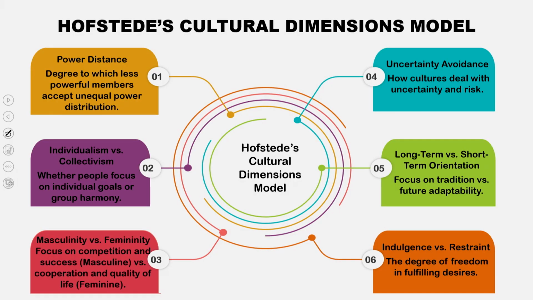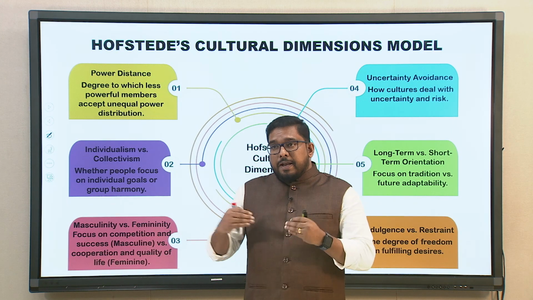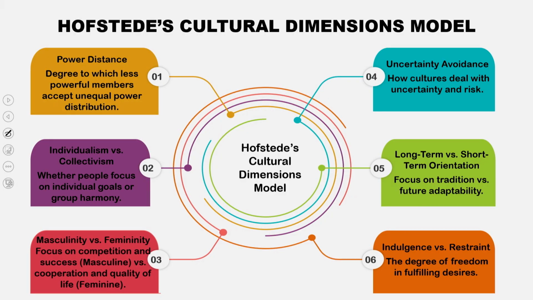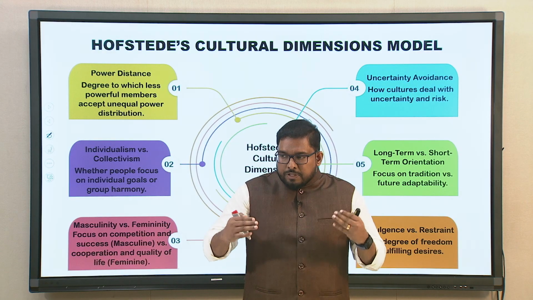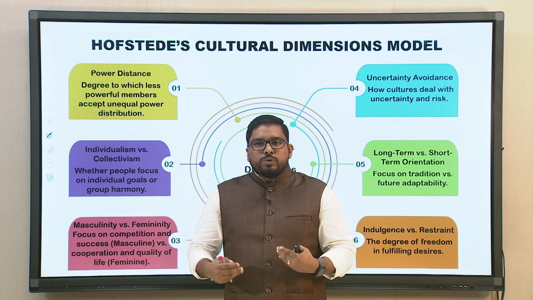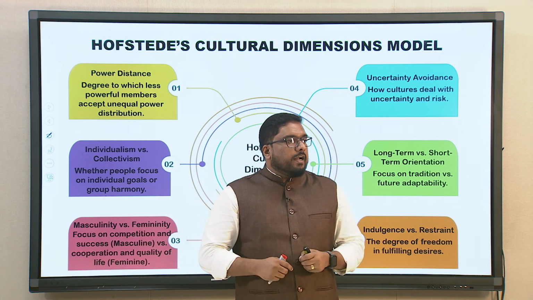One is power distance, the degree to which less powerful members accept unequal power distribution, and this is with respect to different cultural contexts. National culture, it is different. Similarly, you have individualism versus collectivism. Sometimes you stay in an individualistic culture, and the way you behave is different from people who stay in a collectivistic cultural scenario.